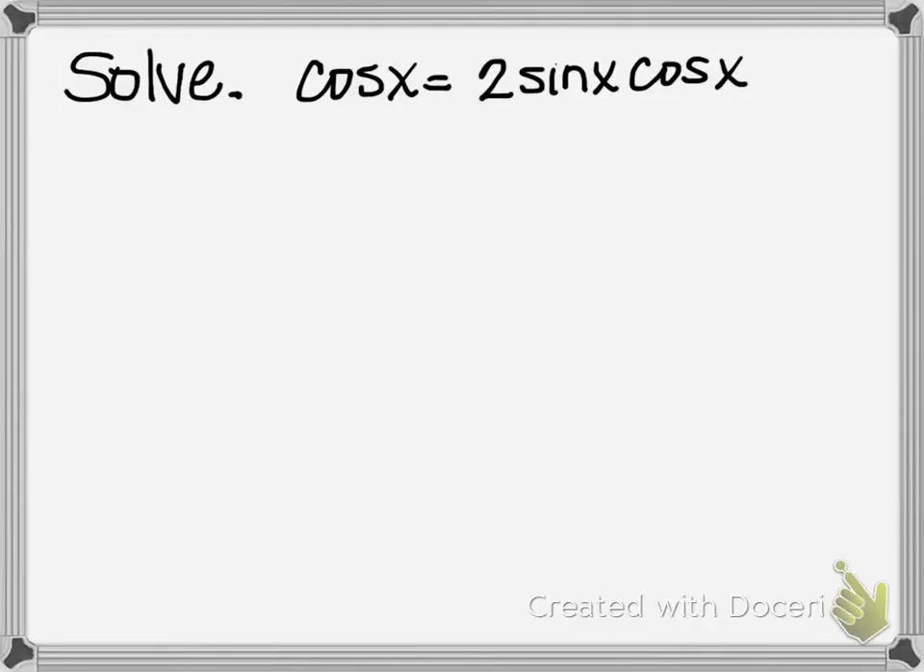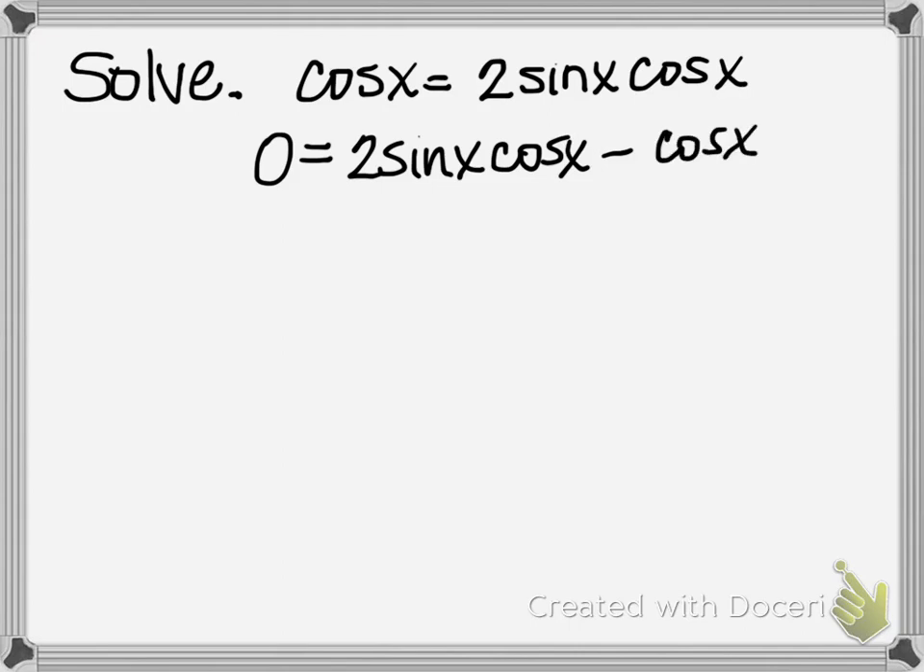In this video, we have a trig equation that we want to solve. And we'll begin by bringing all of the terms to one side of the equation. It doesn't matter if you want to bring everything to the left or everything to the right. Either way is fine. I'm going to choose to subtract cosine of x from both sides, which will leave me with 0 is equal to 2 sine of x times cosine of x minus cosine of x.